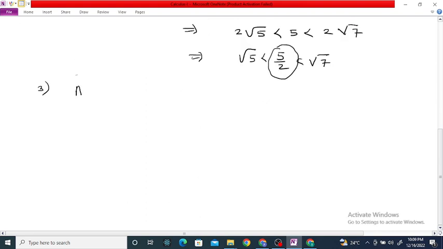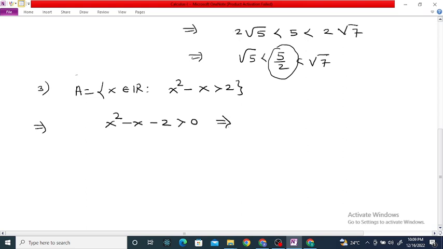The next example, example number 3, determine the solution for the set A = {x ∈ R such that x² − x > 2}. So we want to solve x² − x − 2 > 0, that is, we want to determine two numbers whose product is −2 and sum is −1. So (x − 2)(x + 1) > 0.